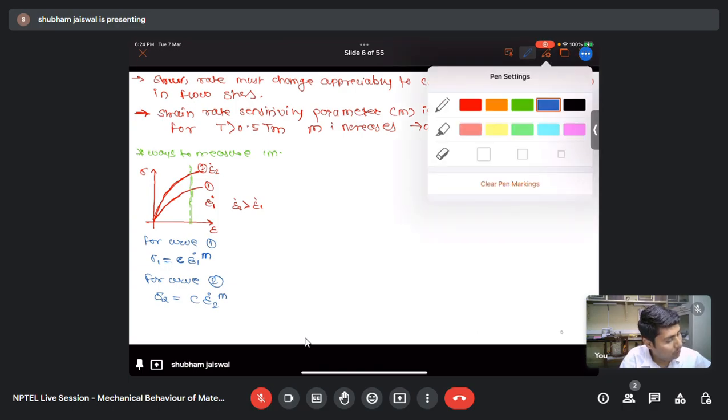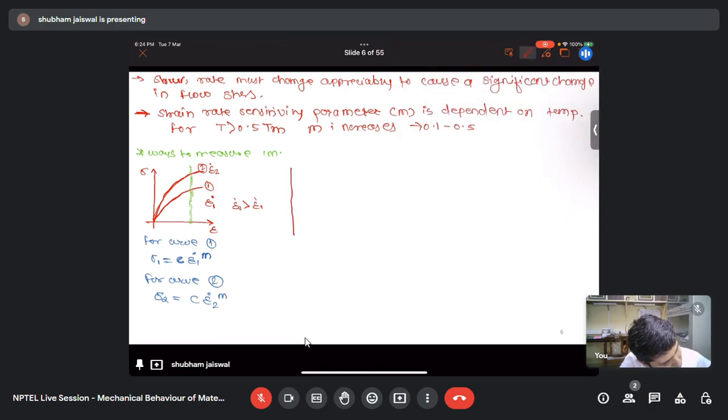And the second way is by performing the jump test. So let's say for this much elongation, I have performed the test with the strain rate of epsilon 1 dot, and then with the strain rate of epsilon 2 dot, such that epsilon 2 dot is greater than epsilon 1 dot. So here also we are considering the same thing.